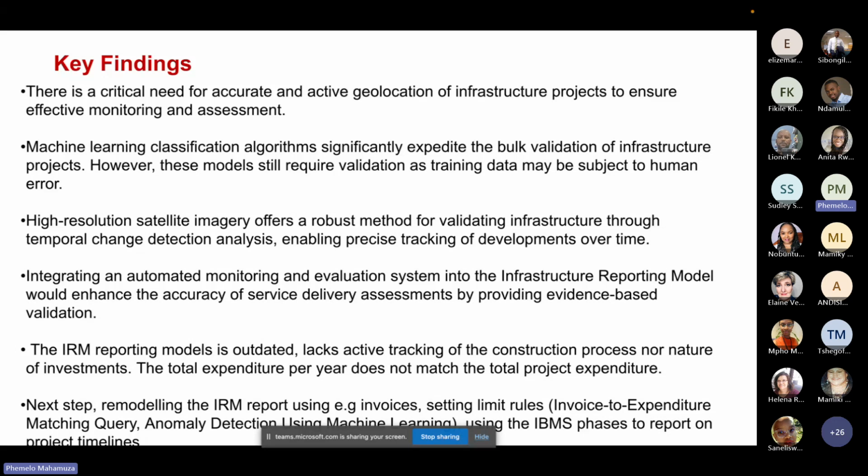But also one thing we noticed about the model itself was that when we're looking at expenditure over the years, it did not accumulate to the total amount spent on that project to date. So that's a little bit of the anomalies that we also detected.